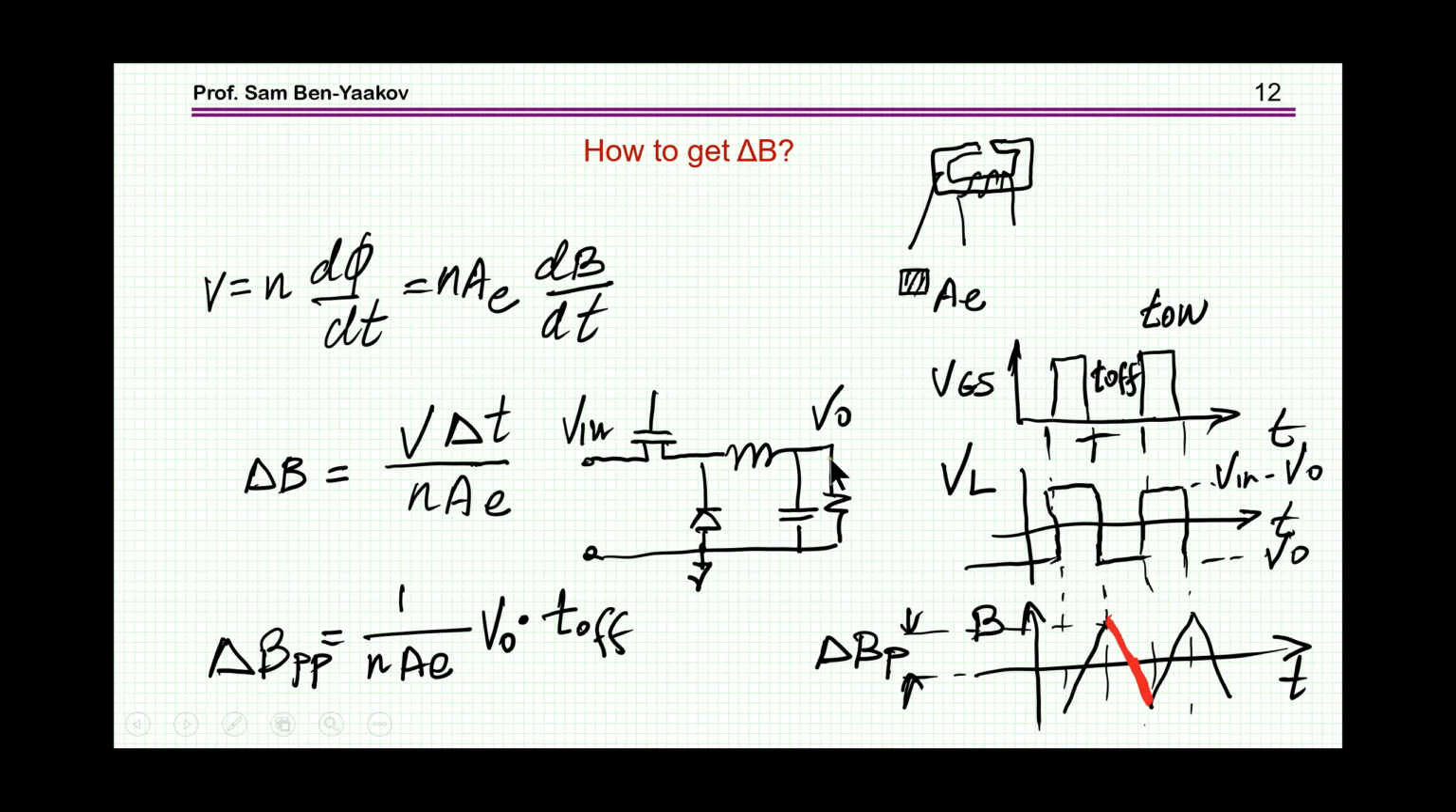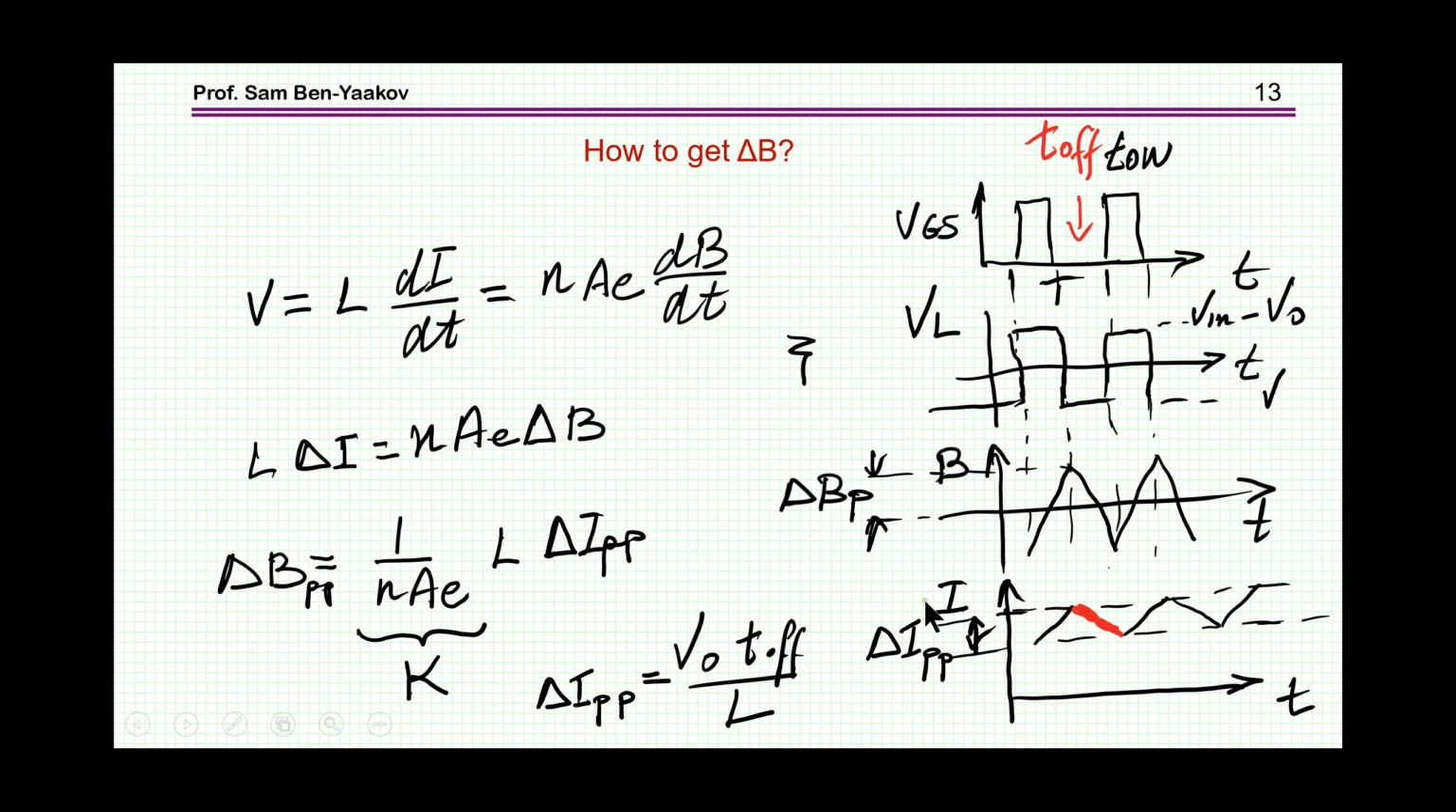The current is flowing in this direction. This is a short here. So the inductor is exposed to V_out. I'm neglecting the voltage drop on the diode. So therefore the volt-second here is V_out times T_off, divided by this, will give you delta B peak to peak, and this is this delta B peak to peak here.